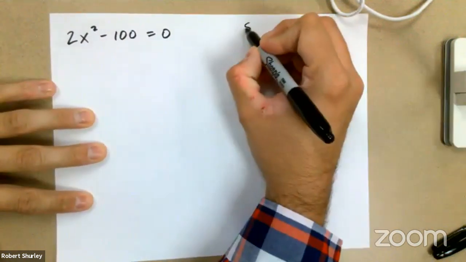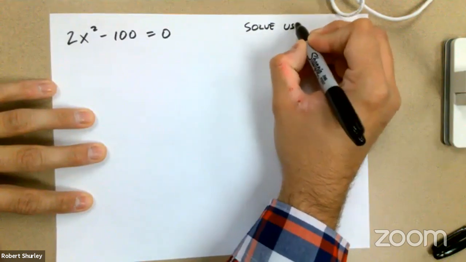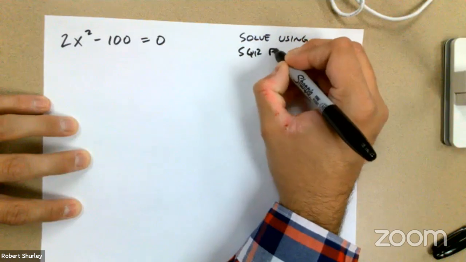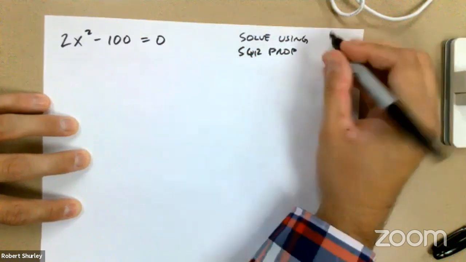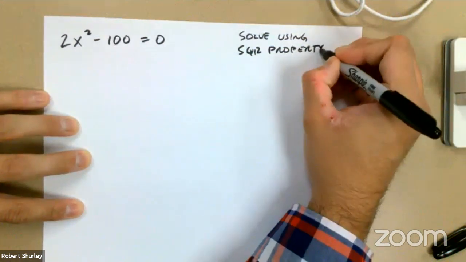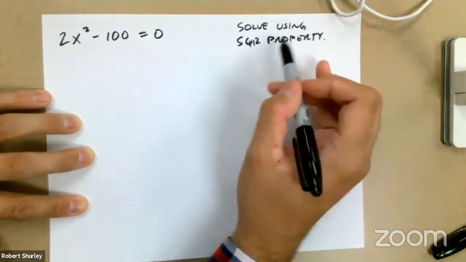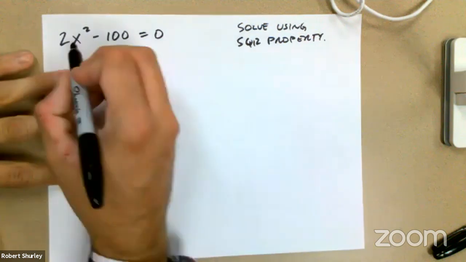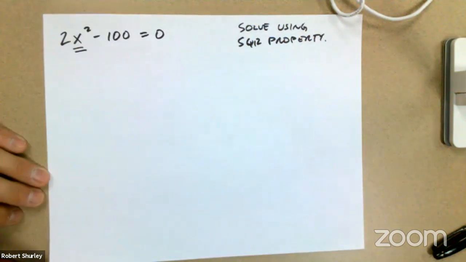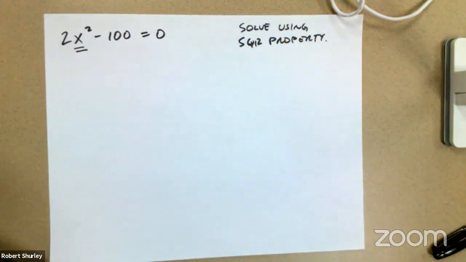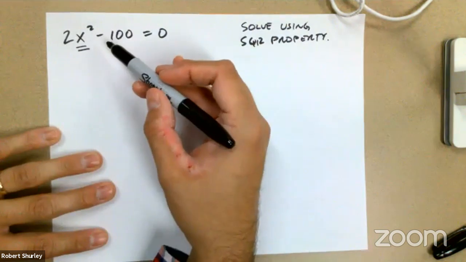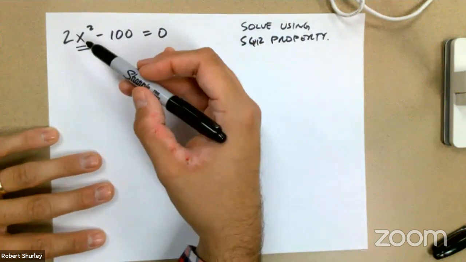So if I want to solve using the square root property, call it square property just to save some space, the first thing we have to realize is that we have to be able to get whatever is squared by itself. And by that, I mean there's not another variable. Notice there's not an x here, right? Just an x squared.